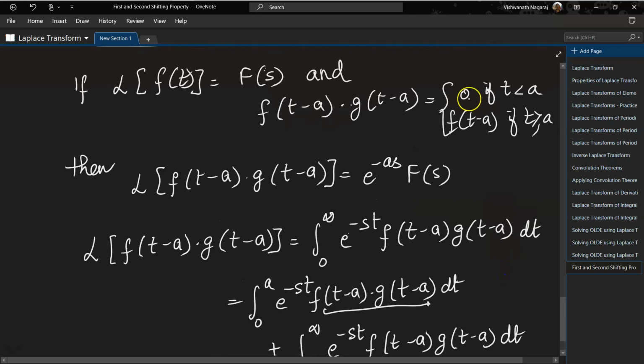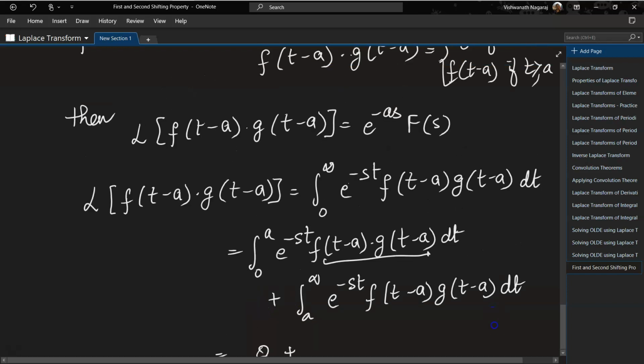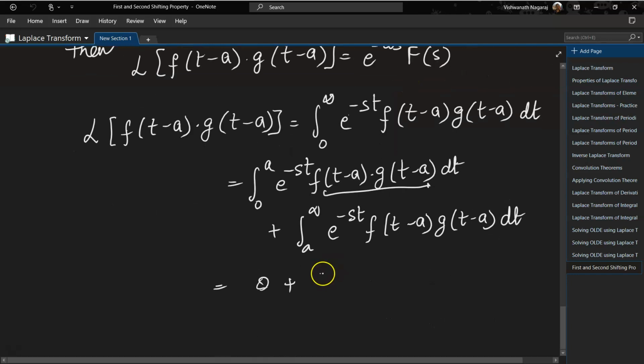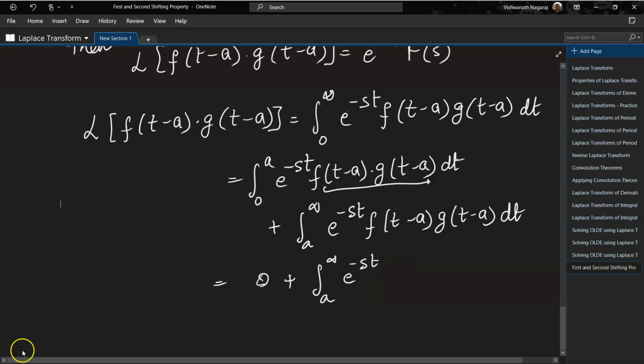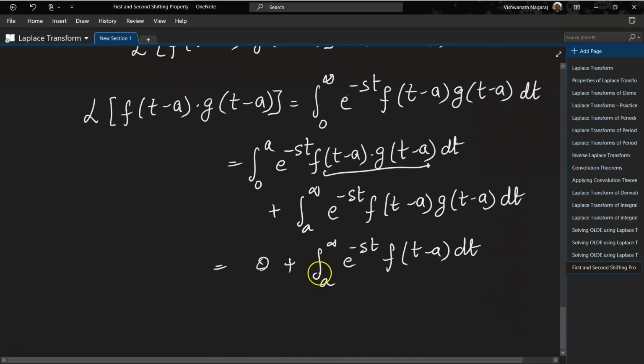Okay, now in the first case what happens, this is 0. Yes, this will be 0 if t is less than a. So here it is less than a, so that means the integral also becomes 0, plus, and here what is it, f of t minus a times g of t minus a is nothing but f of t minus a. So which means this can be written as the integral of a to infinity of e to the power of minus st, and then what, this becomes f of t minus a. Remember here the product of this is f of t minus a itself if t is greater than or equal to a, and here it is greater than.